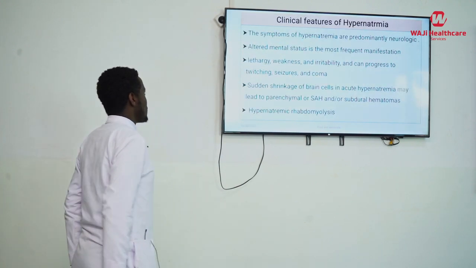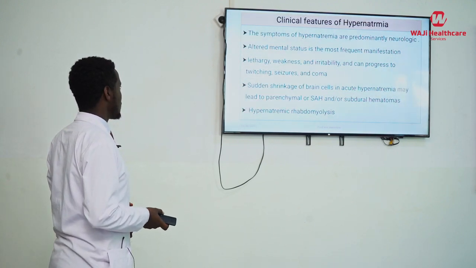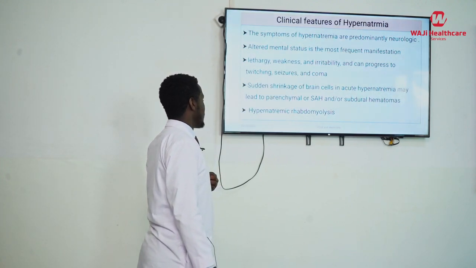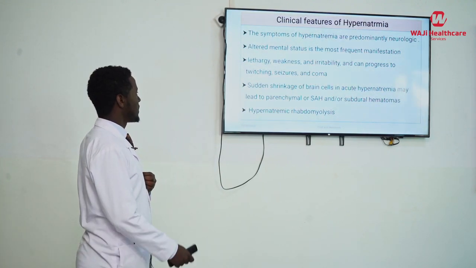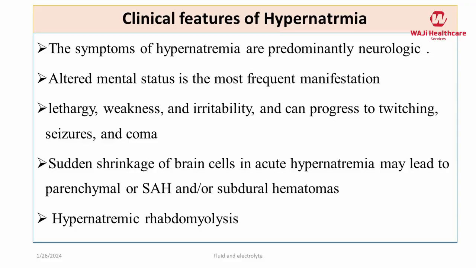So the clinical features, as we said, are predominantly neurologic manifestations. Patients usually have altered mental status, lethargy, weakness and irritability, and can progress to seizure and to coma. And usually against the gradient, meaning, where does fluid shift to when there is hypernatremia?